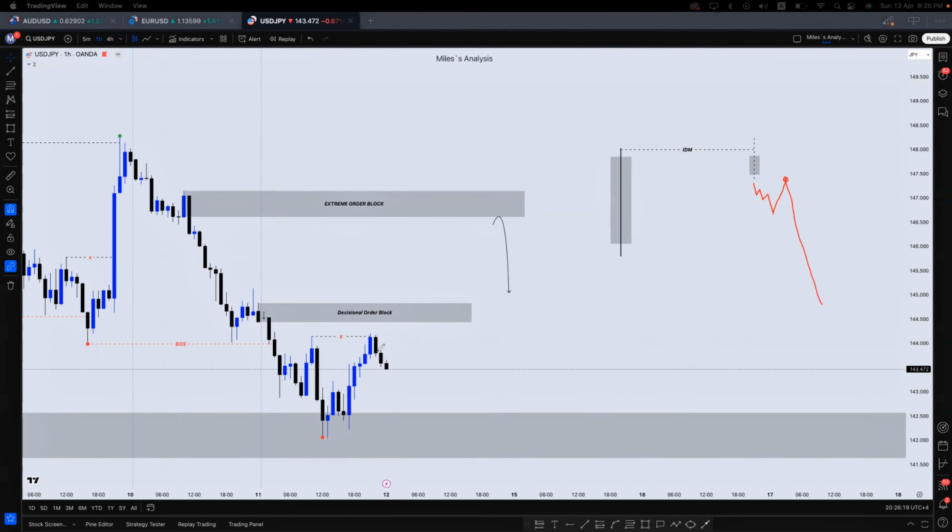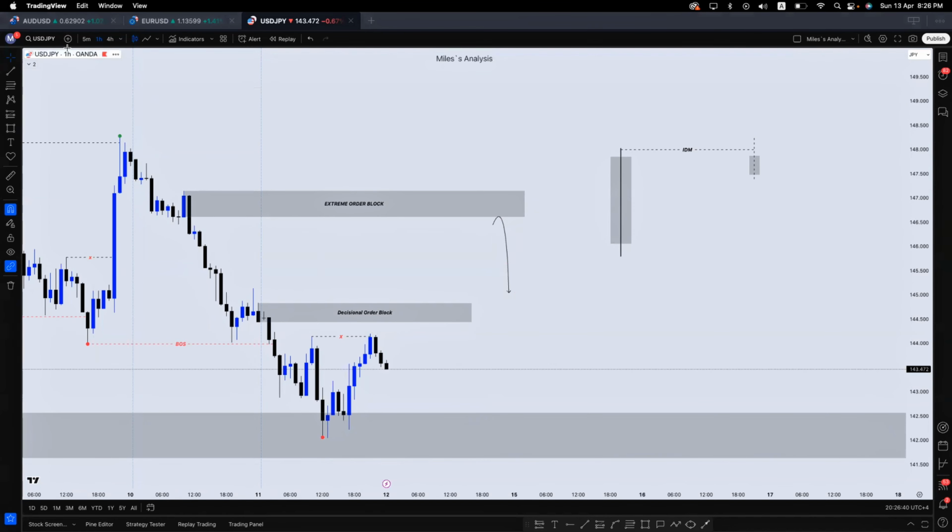So this is the reason why we can look for shorts on this H1 point of interest. If this fails, then of course we are going to be looking for shorts from this decisional order block. If this fails, then we will be looking for shorts from the extreme order block. So this is it on USD JPY H1.